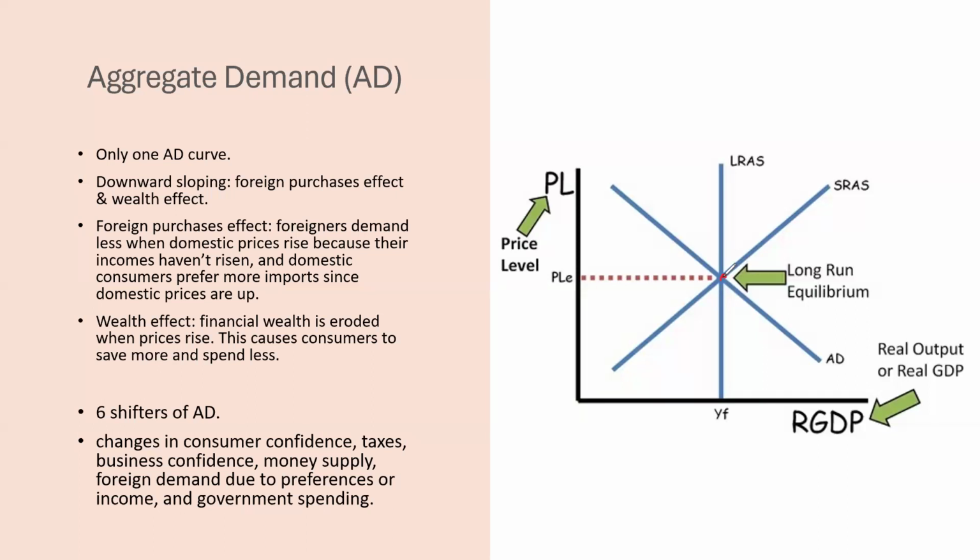Here's the equilibrium, and this is where real GDP is, and the equilibrium price level is.